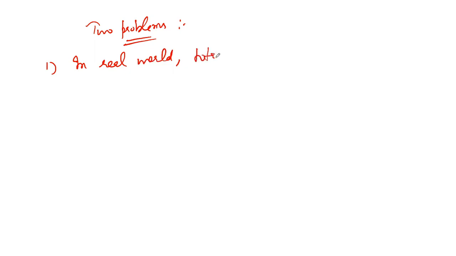So now there are basically two problems that explain why the microcanonical ensemble does not provide efficient results. So first is, in the real world, the total energy of the system is hardly ever measured. So it is very difficult to measure the exact value of total energy. So the total energy of a system is hard to measure.